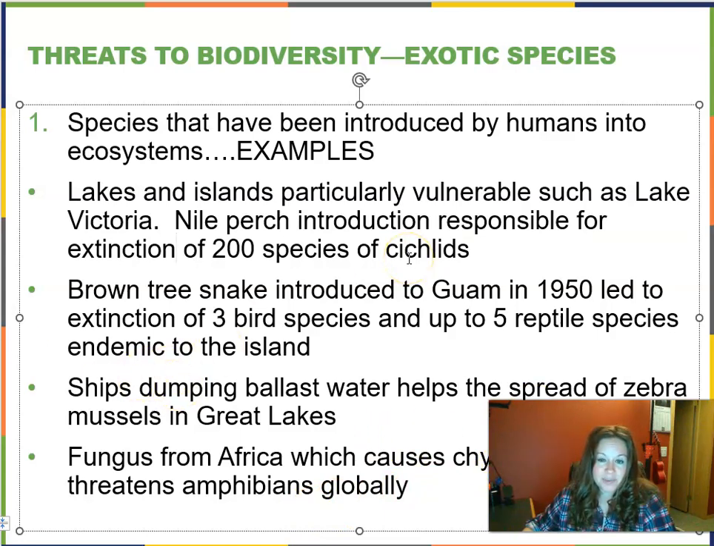Remember, with exotic species, when they're introduced into an area, they did not evolve there, so they don't have pressures on them like predators and such, so they thrive there. The other species who did evolve there have selective pressures on them, like predators and such, and other controls. Then this exotic species comes in and outcompetes them, which then decreases biodiversity.